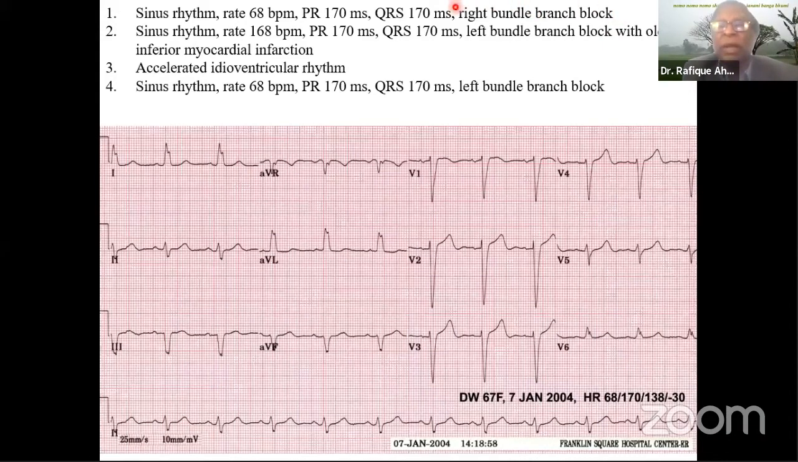For them, please look at lead 1 and V1. In lead V1, if there is an M pattern, that will be right bundle. A small R with deep S in lead V1, and a wide R wave in lead V6 and in lead 1, this is left bundle. Right bundle should have an M pattern in lead V1 and an RS pattern in lead 1 and V6.